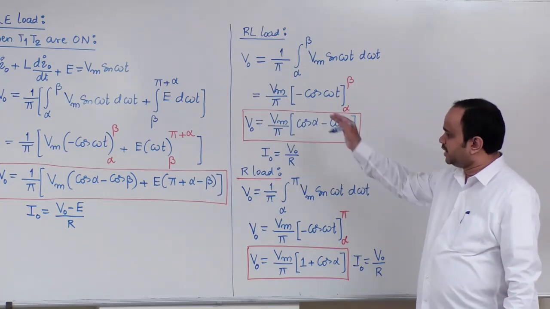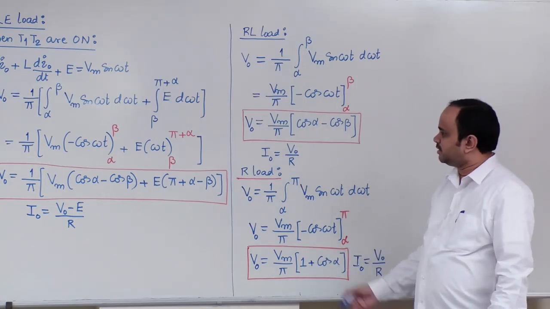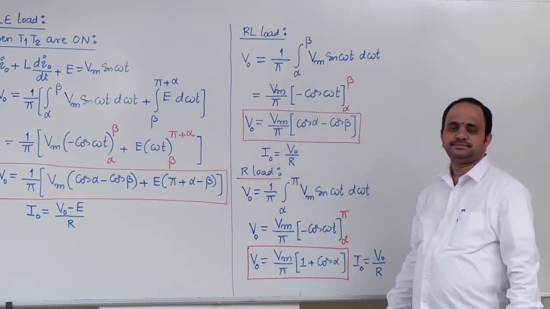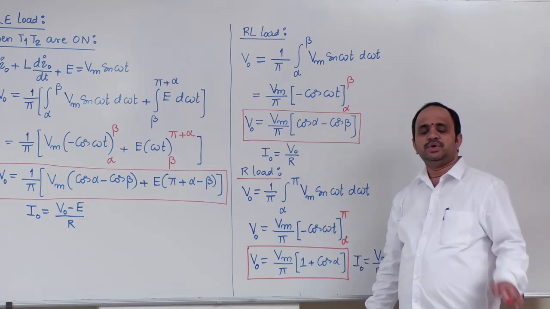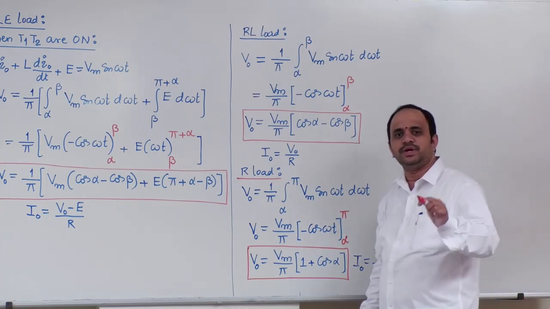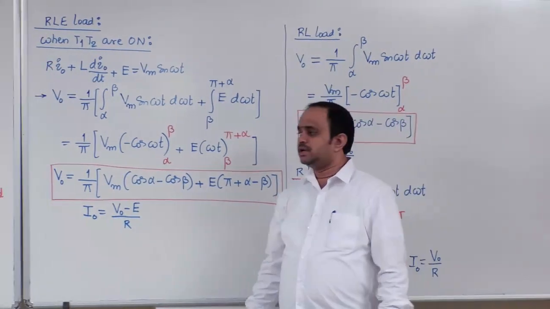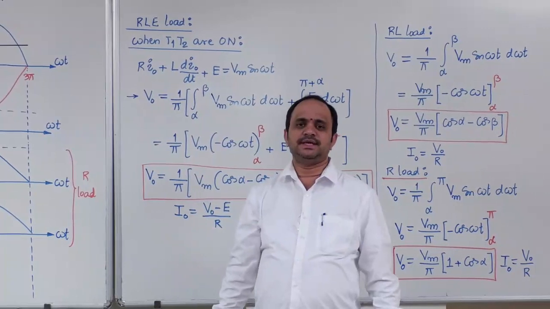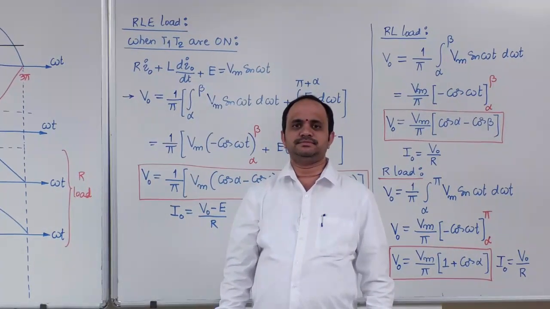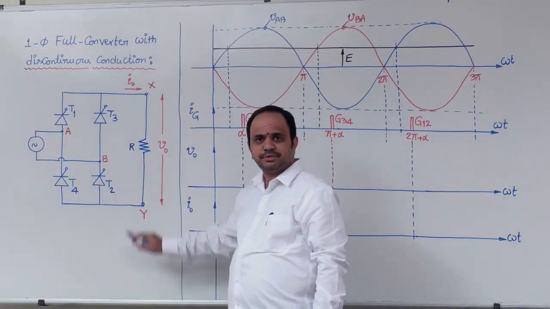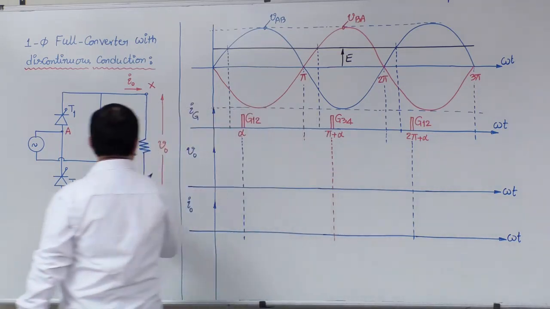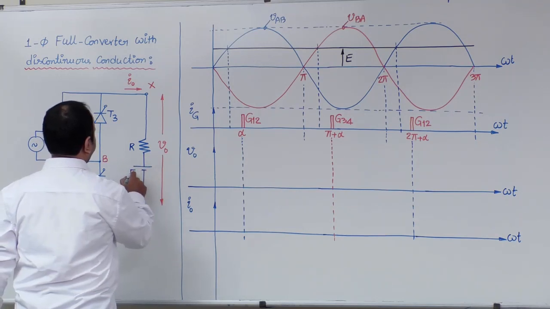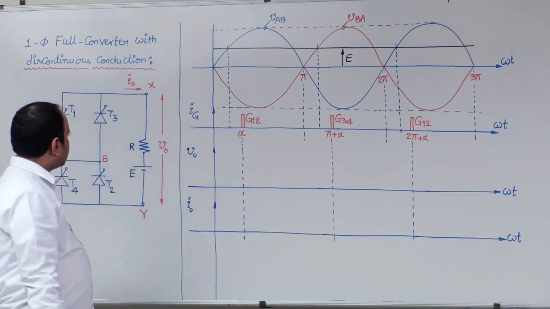Now, if you observe carefully, for the single phase full converter with different types of loads, we get different V naught expressions. That is the reason I told you earlier that 2 Vm by pi cos alpha is valid only for continuous conduction, not for discontinuous conduction. Now let us see one more case in discontinuous conduction. The next possibility is load side R and E.